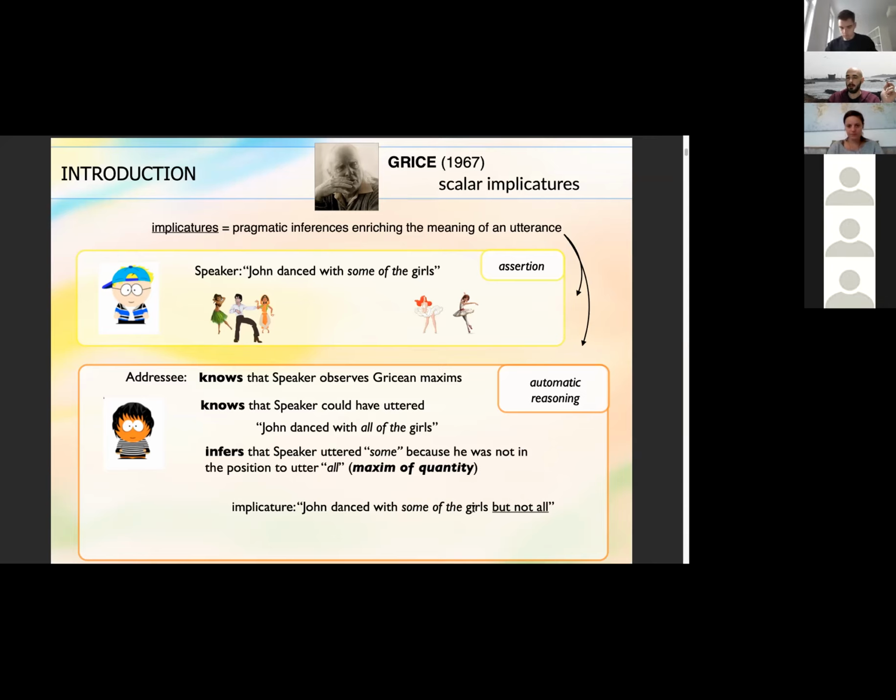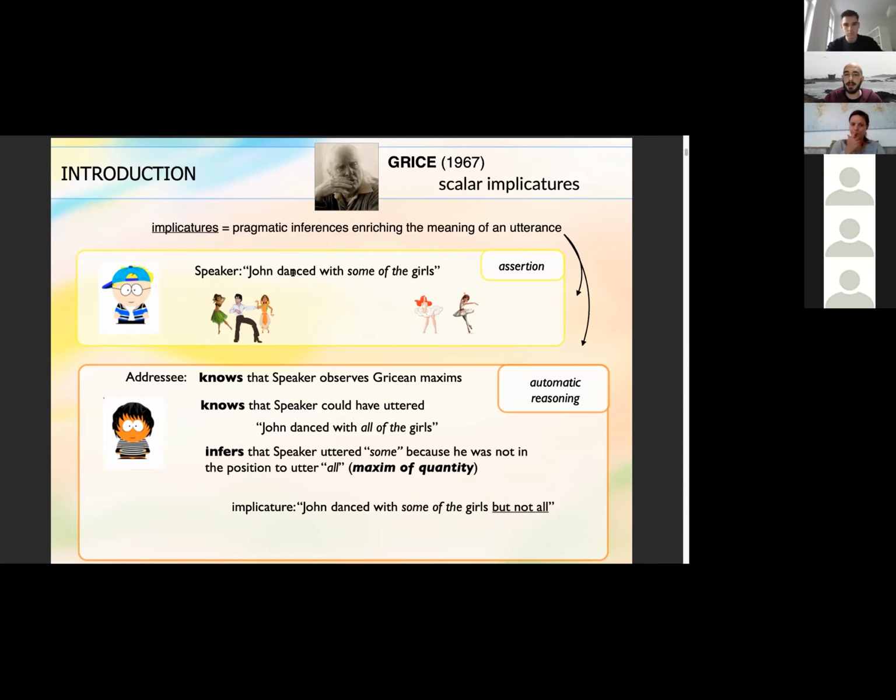So when you derive this implicature, what we say happens is that you are enriching, you are strengthening the original utterance, because you are making it stronger. The sentence enriched with the implicature, "John danced with some of the girls, but not all," ends up being stronger, more informative than the original sentence with "some," without the implicature. Again, if it is true that John danced with some of the girls but not all, it is also true that he danced with at least some of the girls, right?